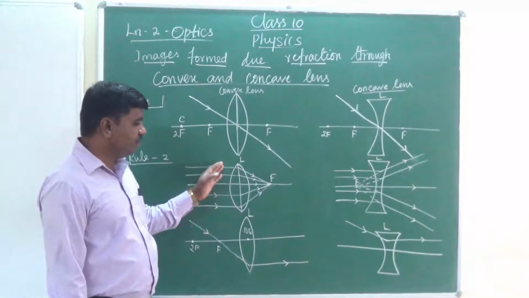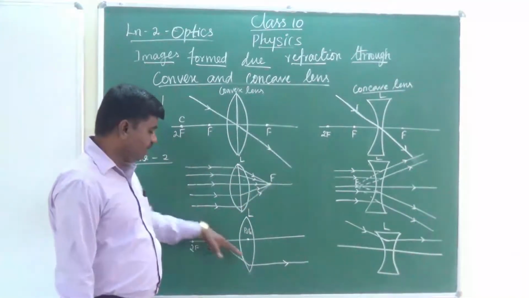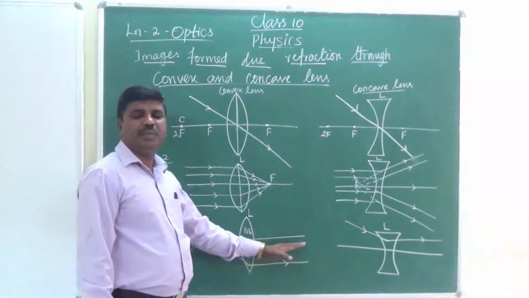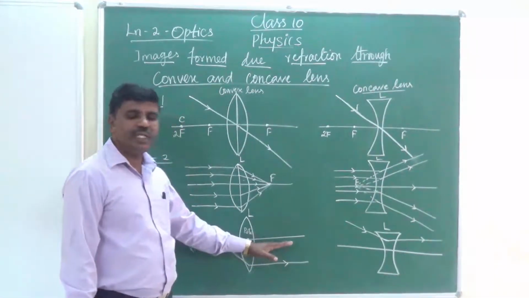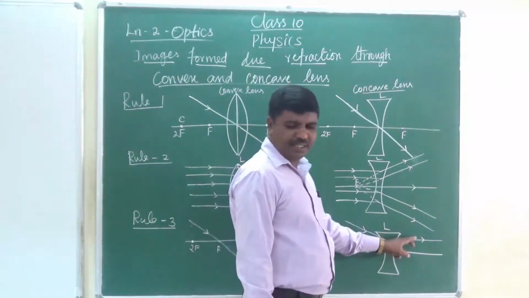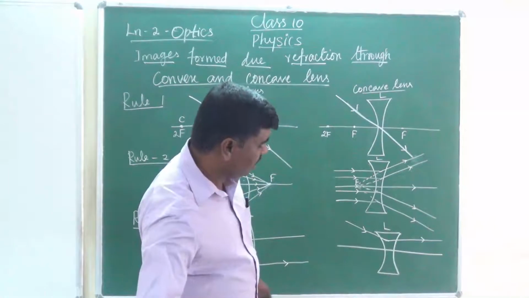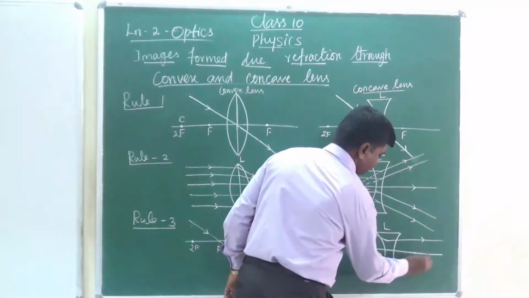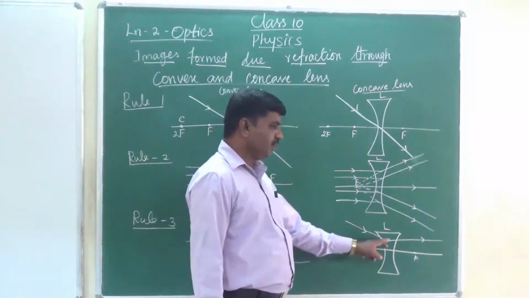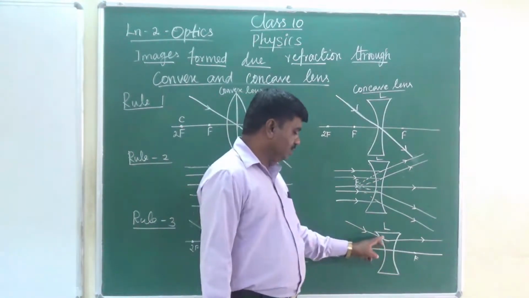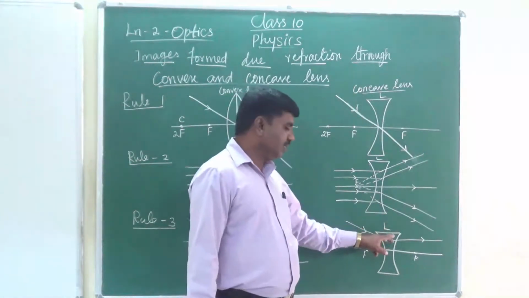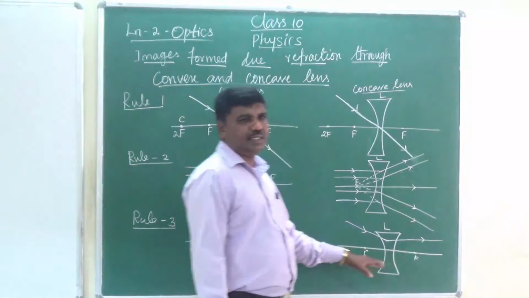Here, the rays which come parallel are converging. The same way here, the rays which come through a focal point are transmitted parallel to the optic axis. The same way, the diverging rays, when they hit the lens, also become parallel to the optic axis. So the rays which fall on the concave lens, diverging in different directions, after falling on the lens are parallel to the optic axis. So this is the third rule.